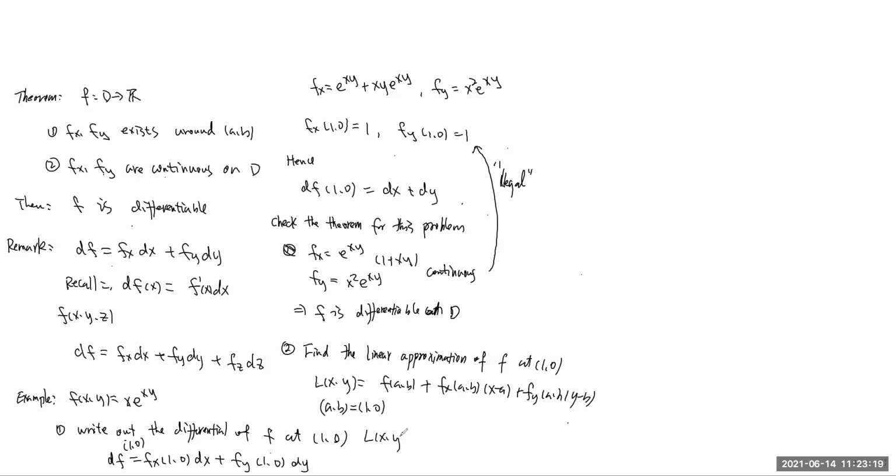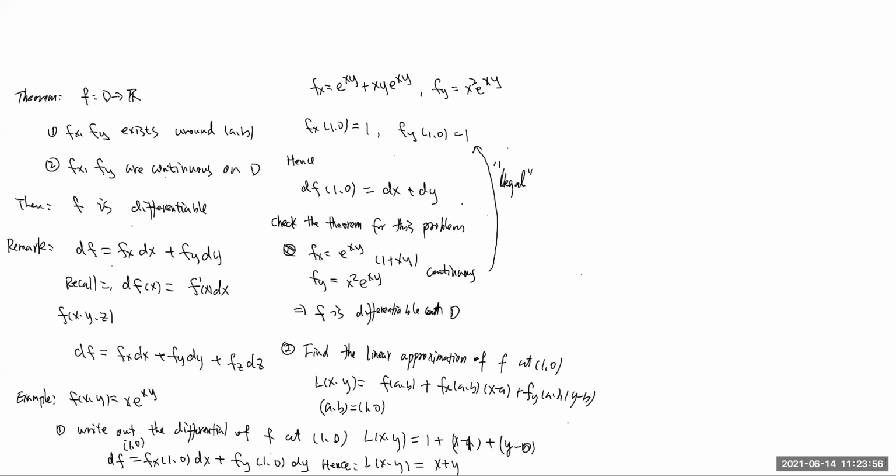So here (x, y) is f(a,b). What's f(a,b)? Right? f(a,b) is 1. We plus this is 1 times (x - a) plus 1 multiplied by (y - b), right? So L(x, y) is now, a is 0, b is 1. We get x plus y, right? So we get the linear approximation is this.